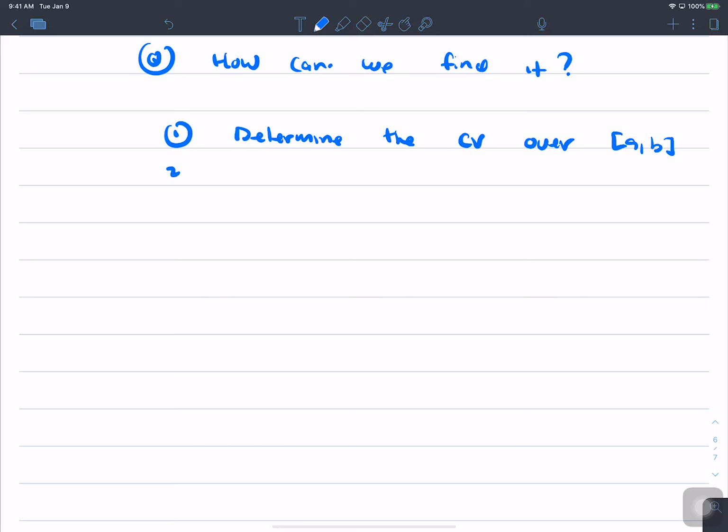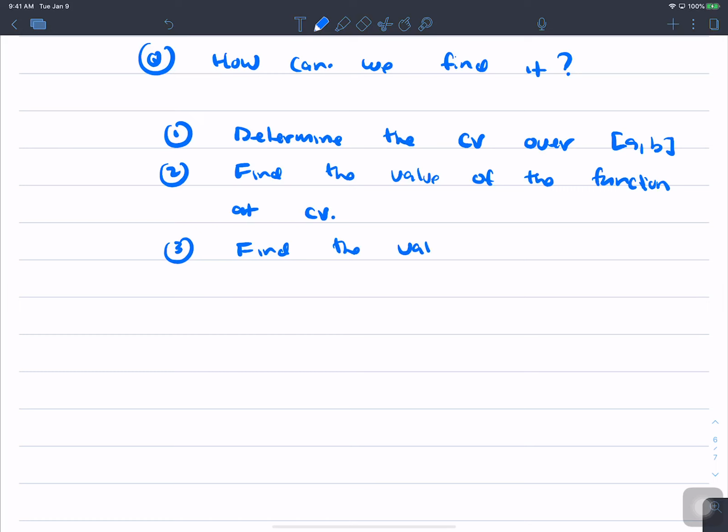And 2, find the value of the function at the critical value. 3, find the value of the function at the endpoints. And you say, what are the endpoints? The endpoints are going to be at A and B. You're going to find the value of the function at the endpoints.